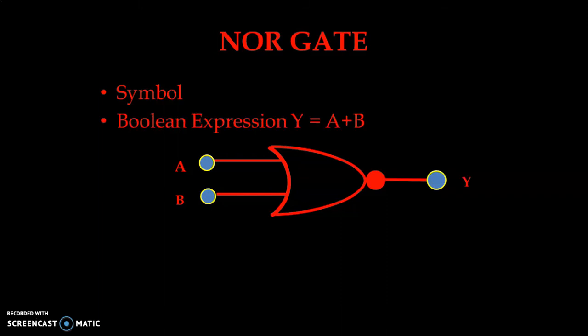We can write a Boolean expression for the NOR gate. In the case of a NOR gate, we know that the output of an OR gate is inverted, and then it is known as a NOR gate. So Y is equal to A plus B, which is the Boolean expression for the OR gate, and when we add the complement, that is (A plus B) bar, it becomes the Boolean expression for the NOR gate.